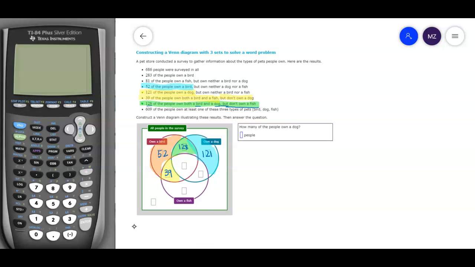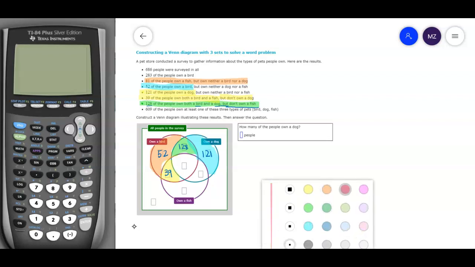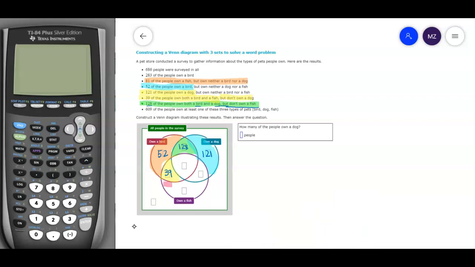All right, so now maybe we can go to the next one. Let's see. 81 people own a fish, but again, own neither a bird nor a dog. So this is fish only, and this is a part of fish only. So this is a part of fish only, and that's going to be 81.